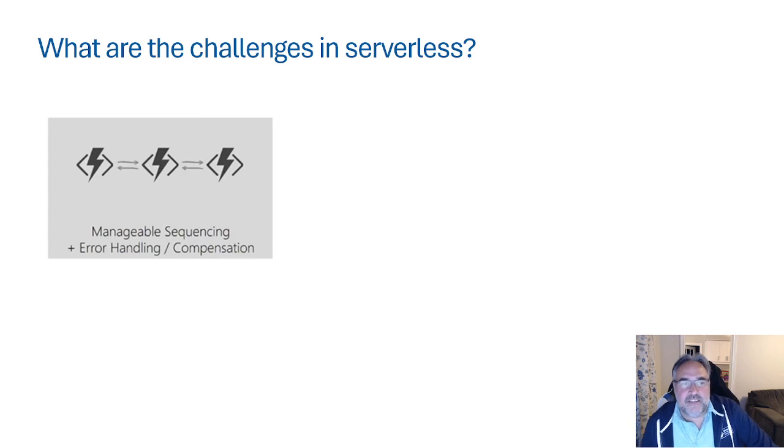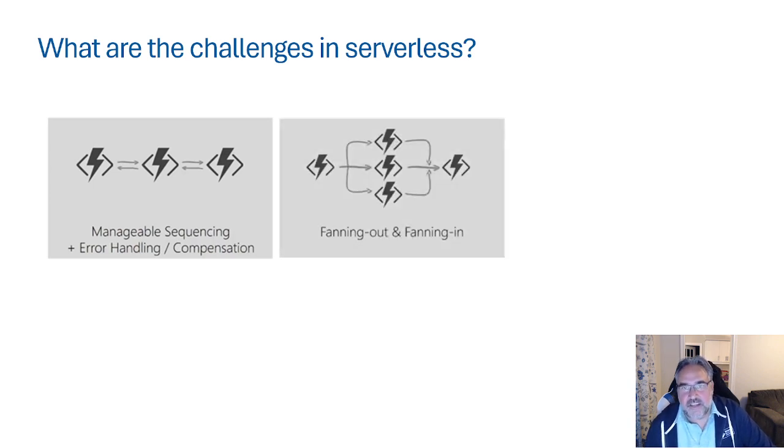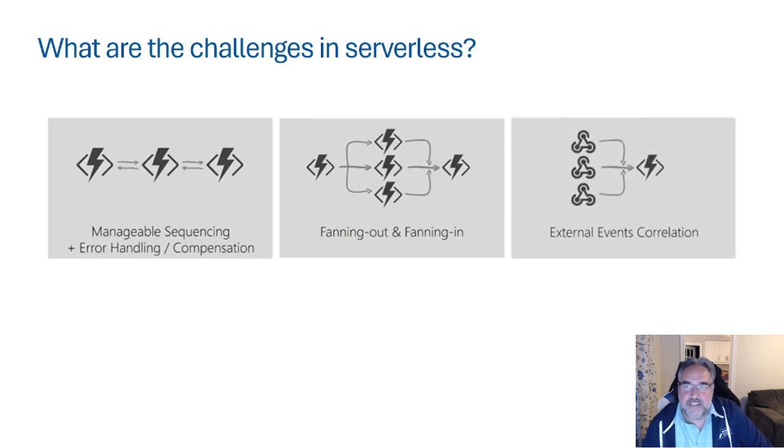So we have some sequencing where we have functions that want to call other functions and move around. As you know, functions is a stateless environment. So how do we manage that state between each of the function calls? We have the fan out and fan back in pattern. If you want to do some parallel work and then pull the results back in, that can be challenging.